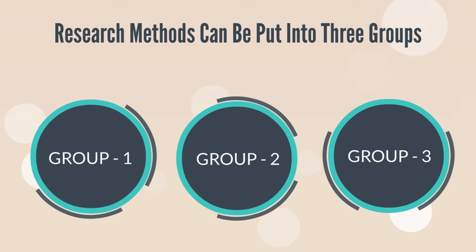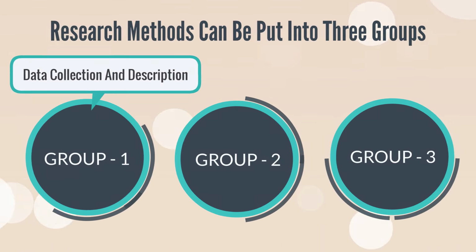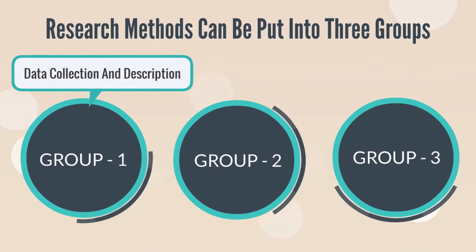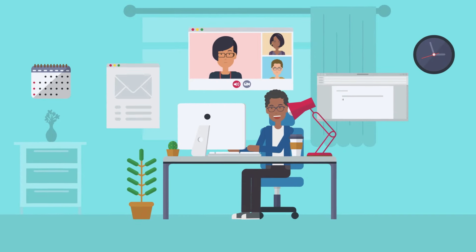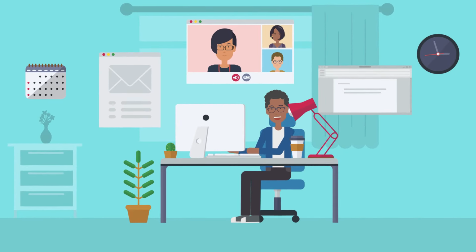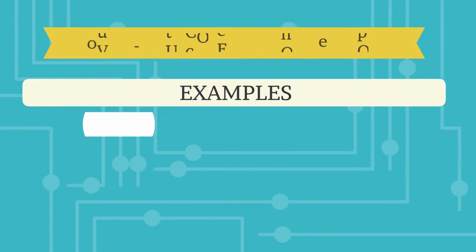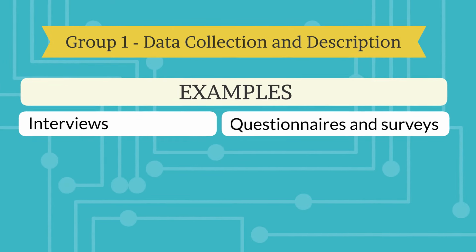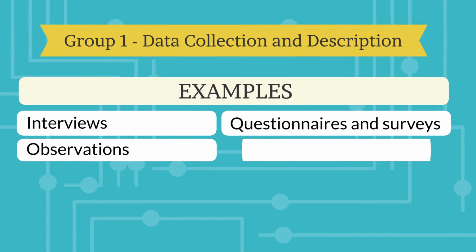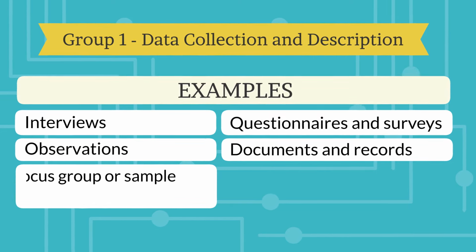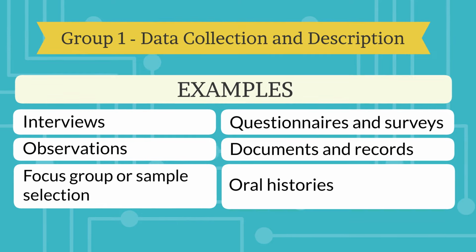Research methods can be put into three groups. Group 1, data collection and description. This group includes techniques that focus on collecting and describing data. Examples: interviews, questionnaires and surveys, observations, documents and records, focus group or sample selection, oral histories.